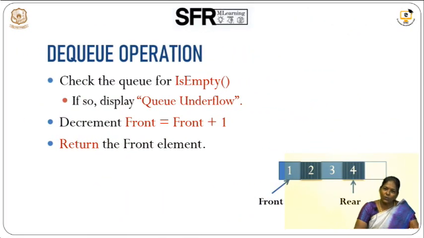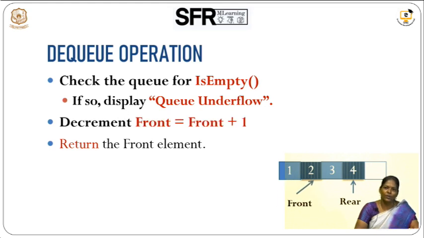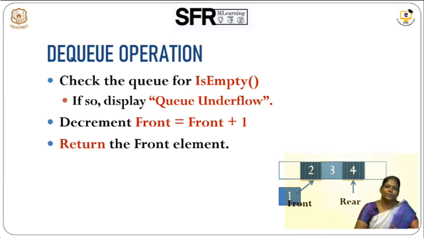Likewise, for dequeuing the queue, that is for the deletion operation in the queue, first of all we have to check whether the queue is empty or not. If it is empty, we cannot retrieve any data from the queue, already it is empty, right. So, we have to check it first. If it is not empty, then we have to move the front position one position further, and after that we have to return the front element.